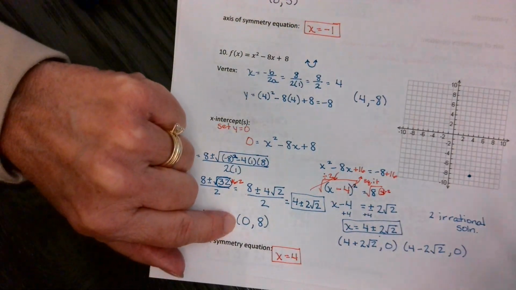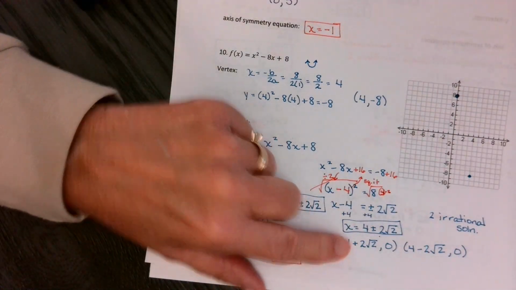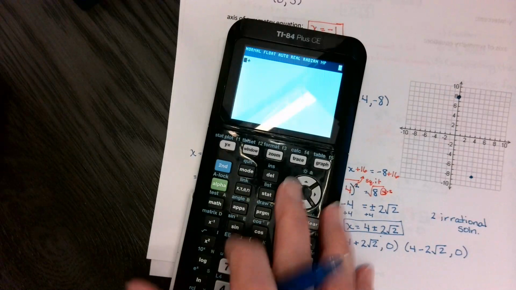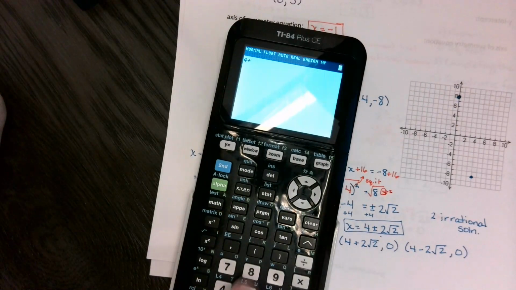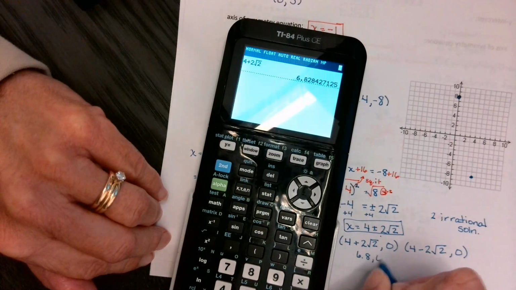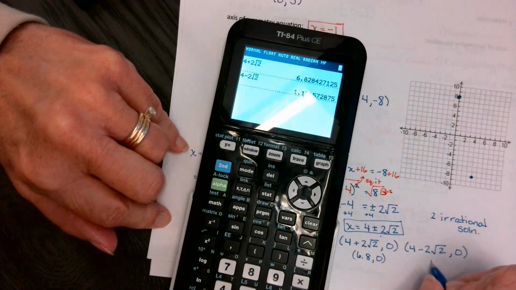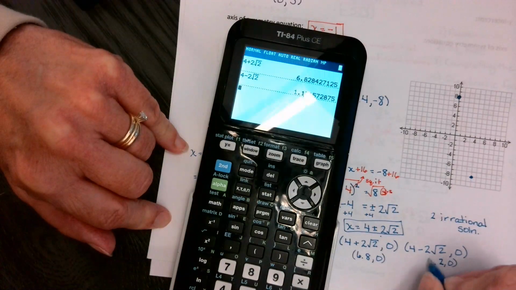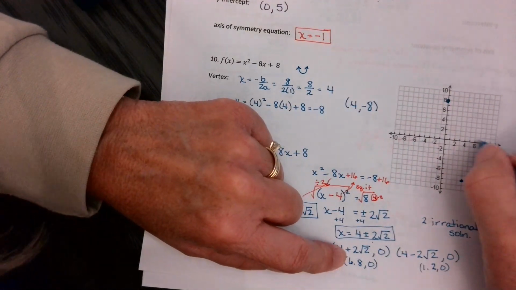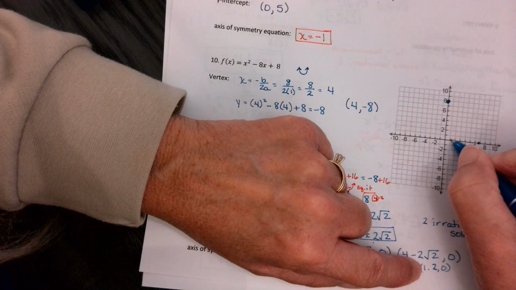Okay, so now 0, 8, 0 up 8 is right here. That's the y-intercept. Now these I have to do some work. I have to say 4 plus square root, oops, no, wait, 2, let's try this again. 4 plus 2 times the square root of 2. This one here is 6.8, 0. And then the minus, oh, yeah, that's right. I was thinking I had to divide by something. And that is 1.2, 0. Because again, we're just rounding it because we can't tell exactly where that is. 6.8 is between 6 and 7, but it's closer to 7, so it's going to be about right in there. 1.2 is between 1 and 2, but it's closer to 1, so it's about right there.